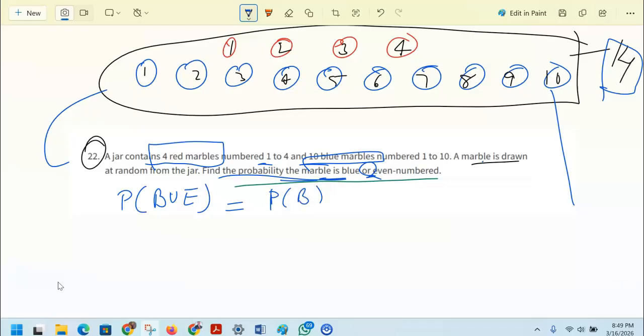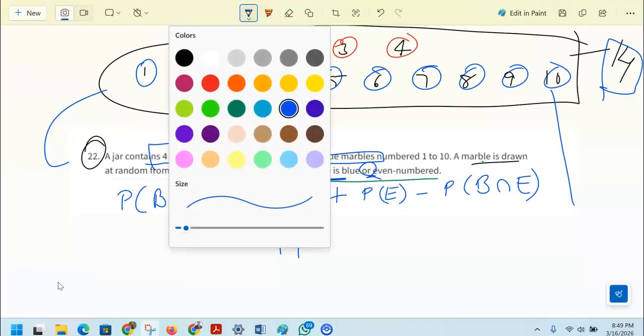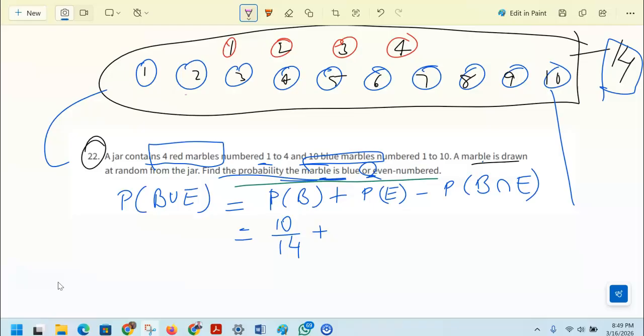So it's the probability that it is blue, plus the probability that it is even, minus the probability that it is both blue as well as even. First of all, how many blue are there? You can see there are 10 of them, so 10 out of 14. And how many even ones are there? The even ones are 1, 2, 3, 4, 5, 6, and 7. So there are 7 out of 14.